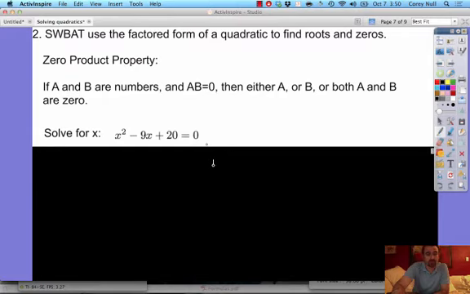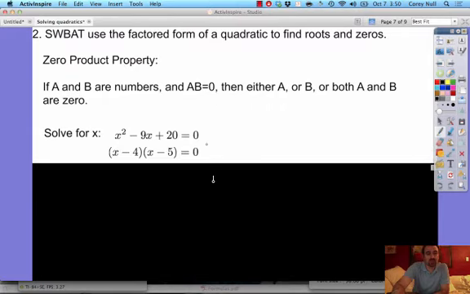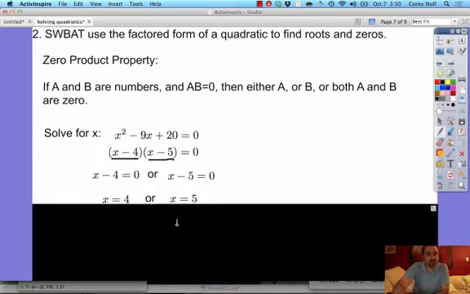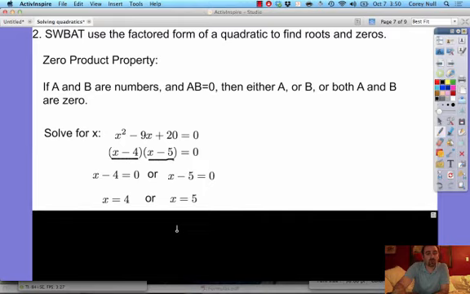Good question, right? Okay, so I factor it in the way we did in the first slide. I get x minus 4 times x minus 5 equals 0. Now, using the zero product property, I know that either this must be 0 or this must be 0 or both. So either x minus 4 equals 0 or x minus 5 equals 0, which means that x equals 4 or x equals 5. Now, we should always check our work and plug those in. If I plug in x equals 4, I should get 0. If I plug in x equals 5, I should get 0.